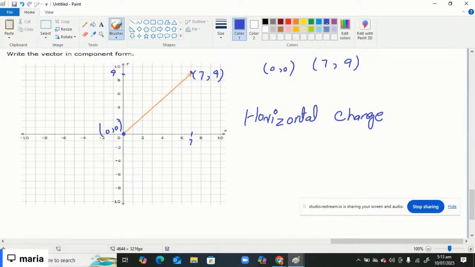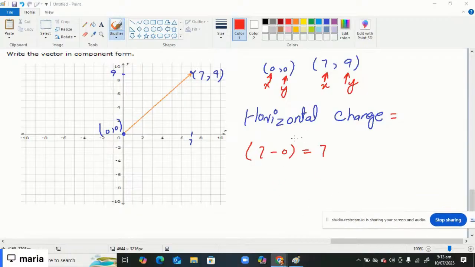Horizontal change. So look here. First thing, this is your x, this is your y, that is your x, and that is your y. Horizontal change is when you subtract the x coordinate of the initial point from the x coordinate of the terminal point. What is the initial point? 0. And the terminal point? That is 7. So 7 minus 0 is 7. This is the horizontal change of this one.